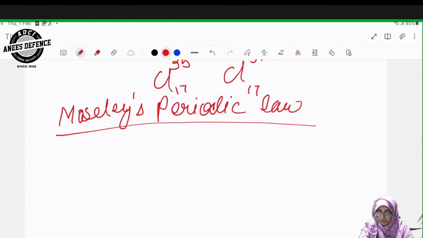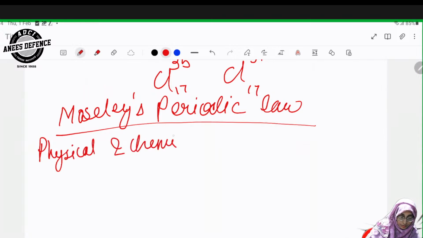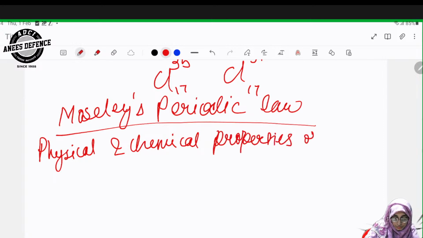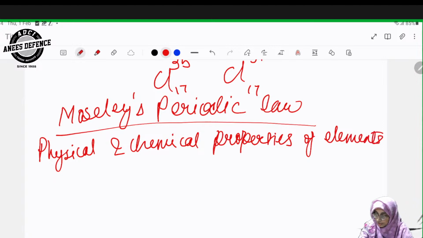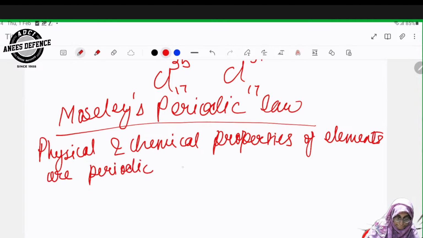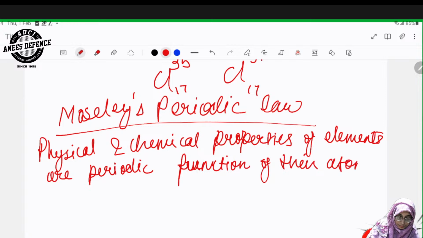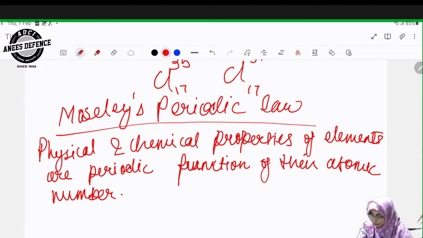So Moseley's periodic law, what was it? He says that physical and chemical properties of elements are a periodic function of the atomic number. We arrange the elements on the atomic number.